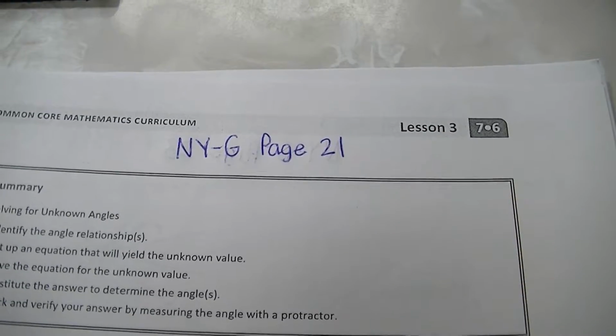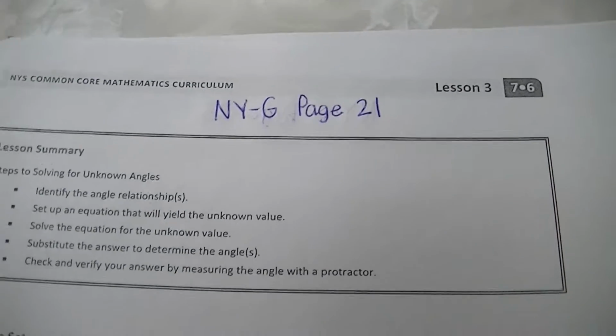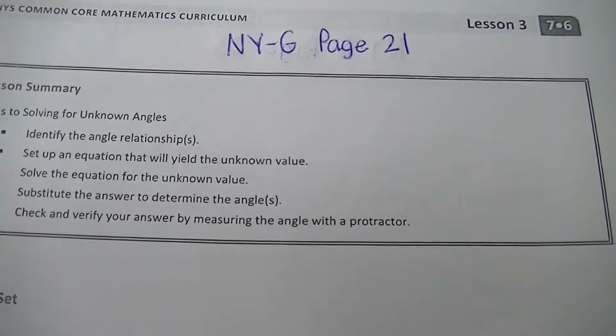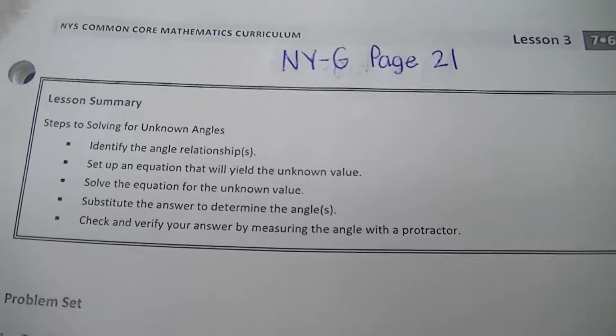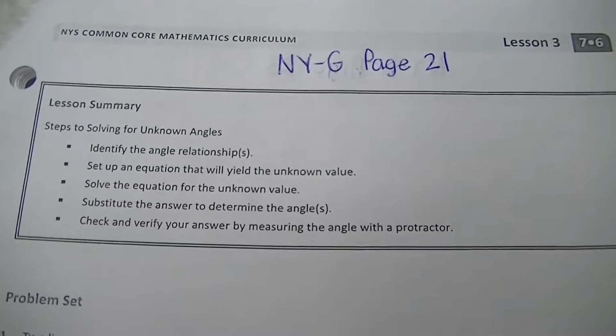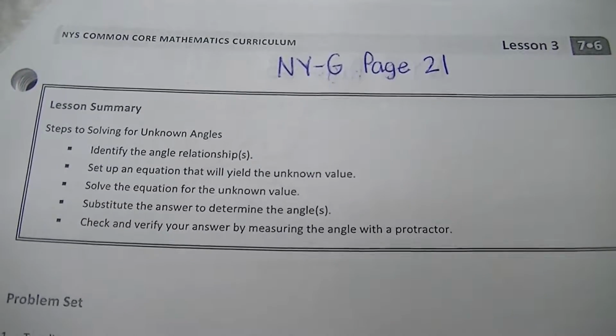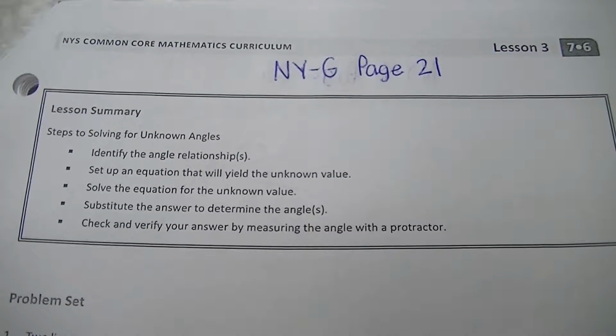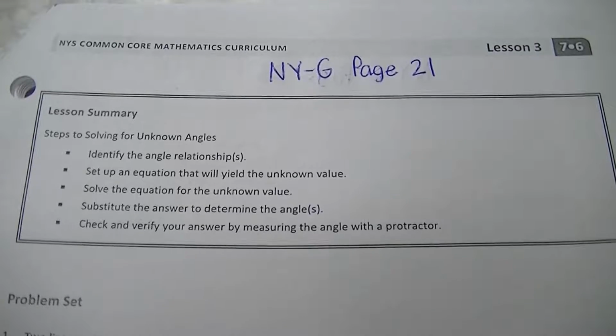This video will show you how to complete page 21 out of your math book. I'm going to go ahead and read you the lesson summary. So these are steps to solving for unknown angles. First, you've got to identify the angle relationships. Examine those angles and see what information is provided that will help you figure out the measurements of the unknown angles that they're asking for.